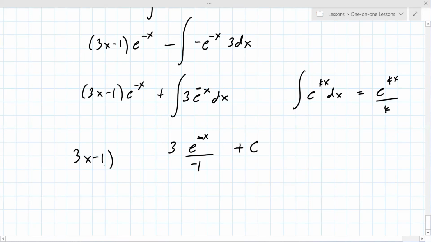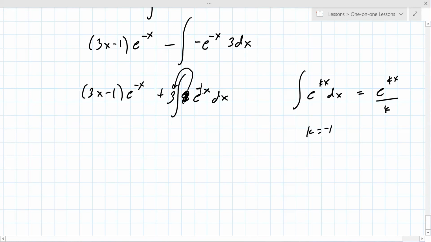Wait, I think I got lost. Okay, you know what? Previous step. We're integrating this right here, e to the minus x. I know there's a 3, but the 3 could really come out here. So you're just integrating e to the kx, where in your case, your k is -1. It's a number in front of x. So the integral of e to the minus x is e to the minus x itself over the number that's in front of x, which is minus 1. And then you bring this 3 down, plus c.